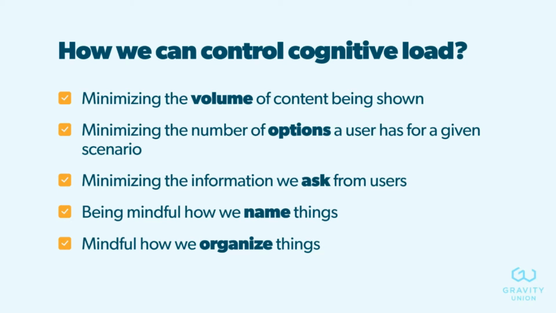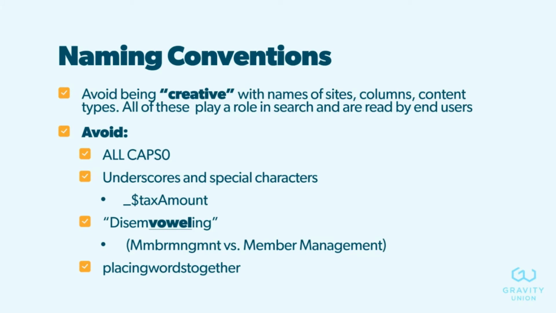Minimizing the number of options that a user has for a given scenario. Minimizing the information that we ask from users. Certainly making sure that we're asking information that is meaningful for them, being mindful how we name things, being mindful how we organize things. And we can't cover it all today, but, for example, naming conventions. And so we certainly want to avoid funny names and creative names and all caps.